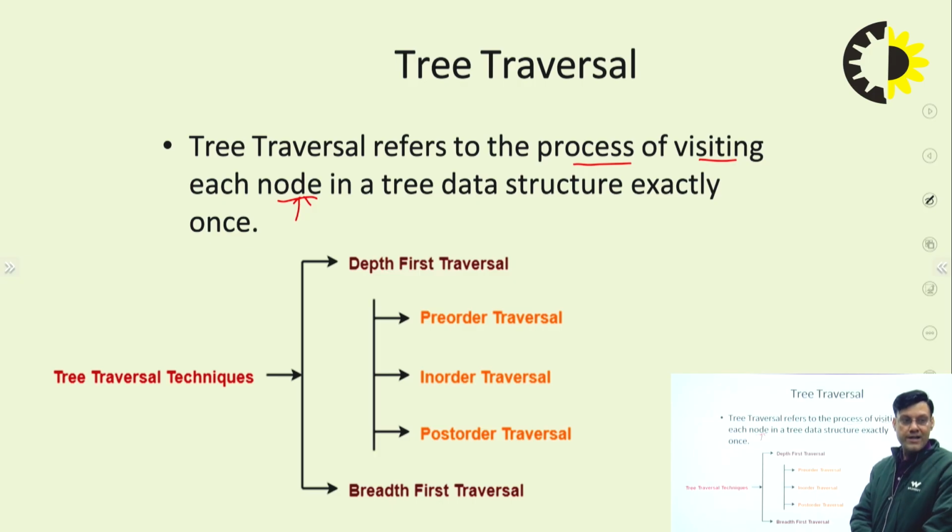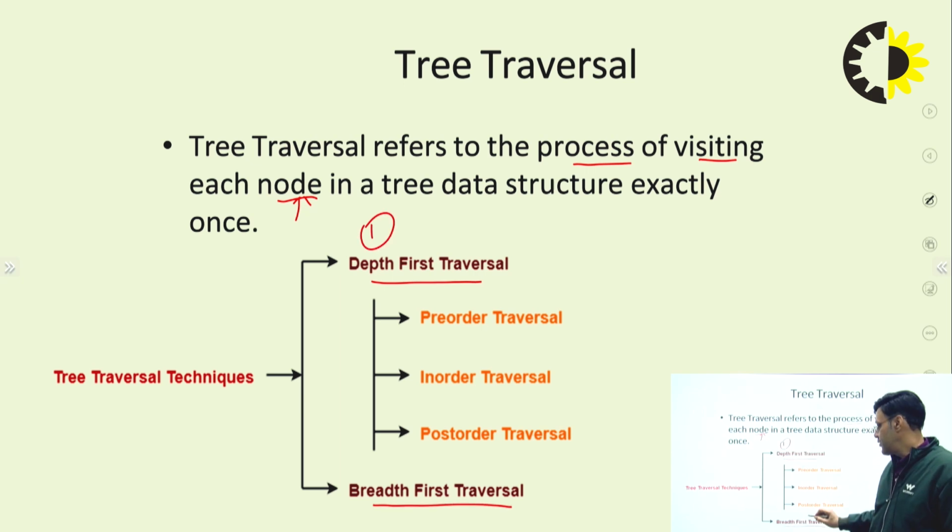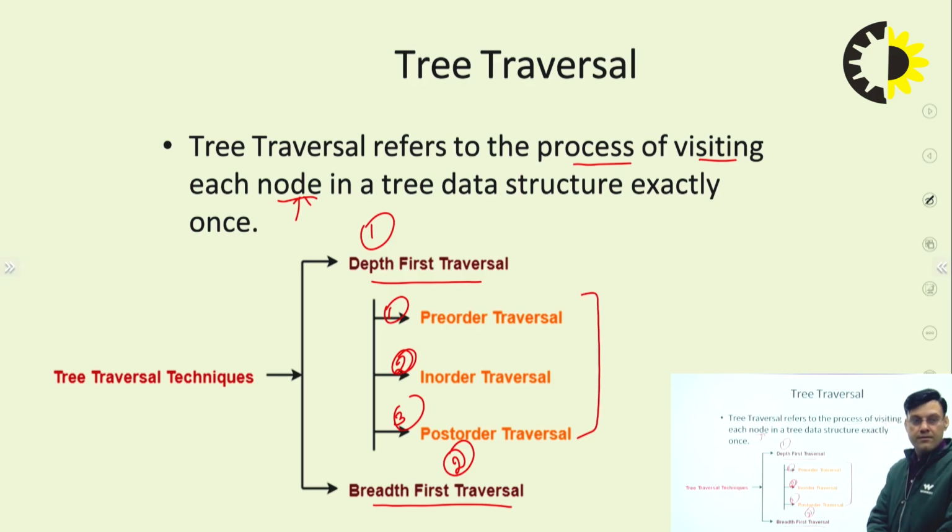So tree traversal techniques are basically divided into two parts: depth first traversal and breadth first traversal. Right, 1 and 2. Depth first traversal, or we can say depth first search, DFS, and breadth first search, BFS. This depth first traversal is further divided into these parts: number 1, number 2, number 3, pre-order traversal, in-order traversal, and post-order traversal, that we are going to see in detail. Breadth first search is just level by level.